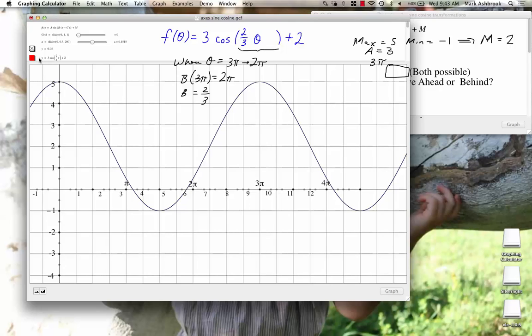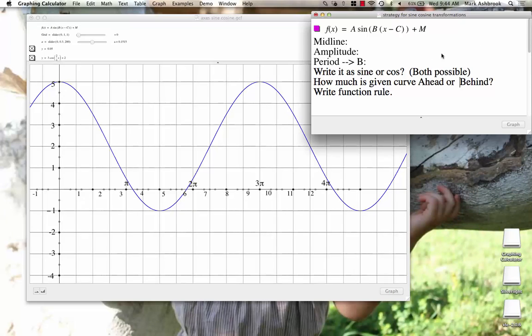So now, what if we want to write it as a sine? Okay, what if we want to write this as a sine curve? So all this initial stuff is the same. The midline is still 2. The amplitude is still 3. The period was 3 pi. And that gave us a b value, all that is the same.